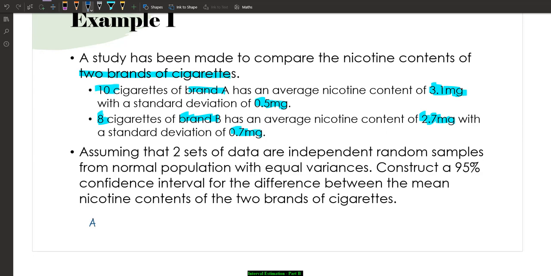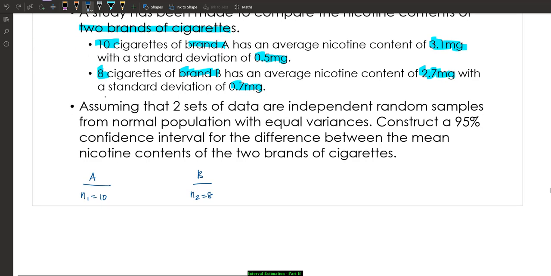So we have brand A and brand B. In brand A, we have n1 equal to 10. Brand B, n2 equal to 8. The mean of brand A, mean 1, equal to 3.1, and mean 2 equal to 2.7. The sample standard deviation for brand A is 0.5, and the sample standard deviation for brand B is 0.7.